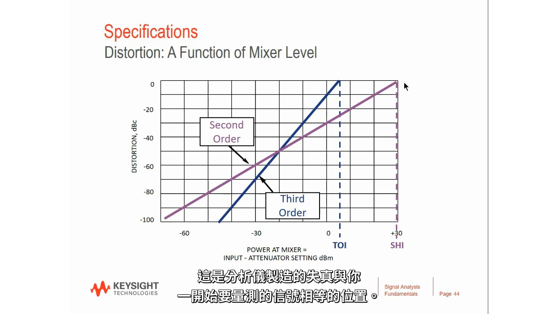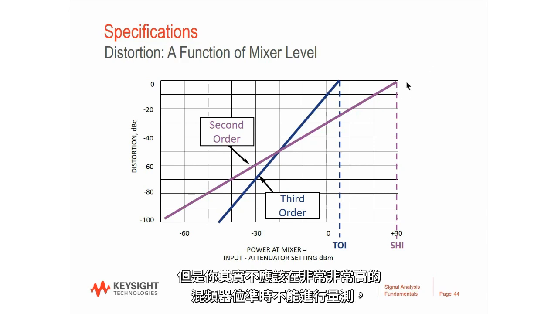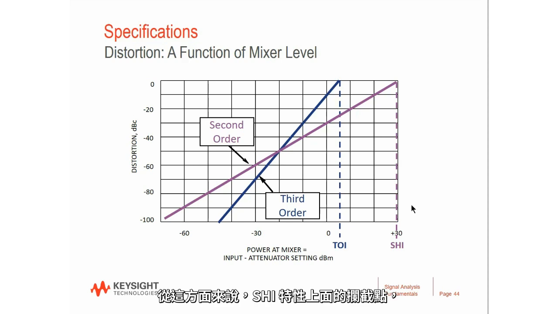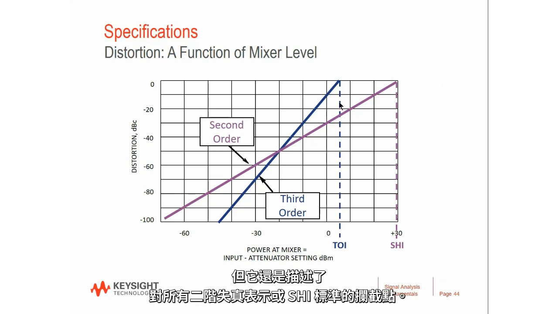This is the place where the distortion created by the analyzer is exactly equal to the signal that you're trying to measure in the first place. We would probably agree that the measurement is useless at this point. But it turns out that you don't actually make measurements at this very, very high mixer level. It's pretty much impossible. So in that sense, the SHI spec, the intercept point up here, which looks like it's about plus 30 dBm on this chart, is not actually a usable measurement point, but it describes an intercept point that is standard for all expressions of second order distortion, or SHI.